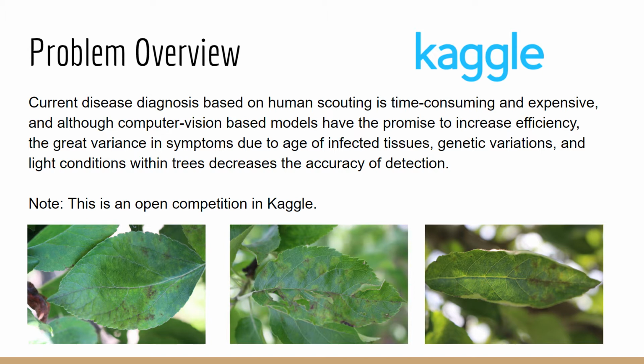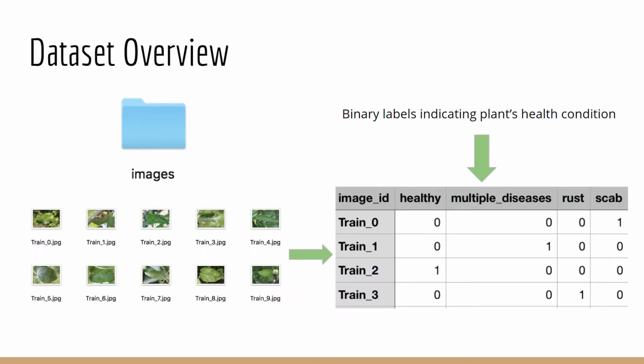Current disease diagnosis based on human scouting is time-consuming and expensive, and although computer vision-based models have the promise to increase efficiency, the great variance in symptoms due to age of infected tissues, genetic variations, and light conditions within trees decreases the accuracy of detection. The dataset of this competition is provided by Cornell Initiative for Digital Agriculture.